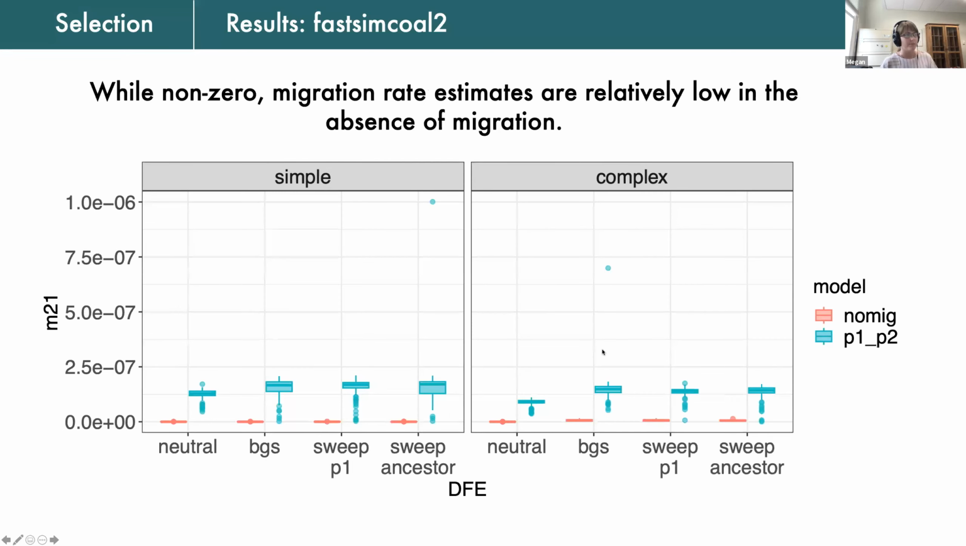However, those rates are quite low in absolute terms. In light blue, I'm showing rates that were estimated for data sets that did include migration, and in pink, I'm showing our estimates from our data sets without migration. Even though we're inferring these to be non-zero, they are low in absolute terms, which is slightly comforting.